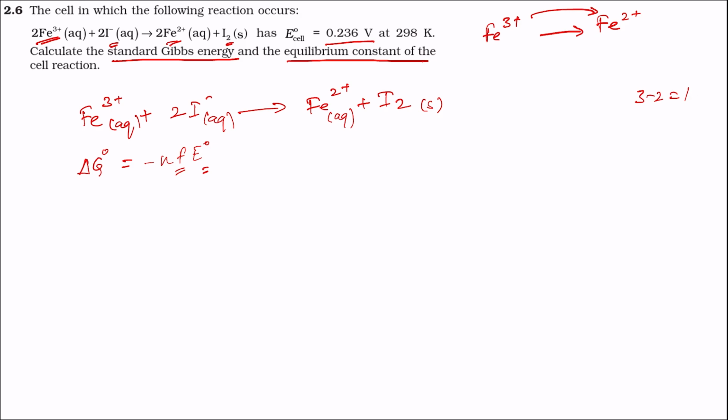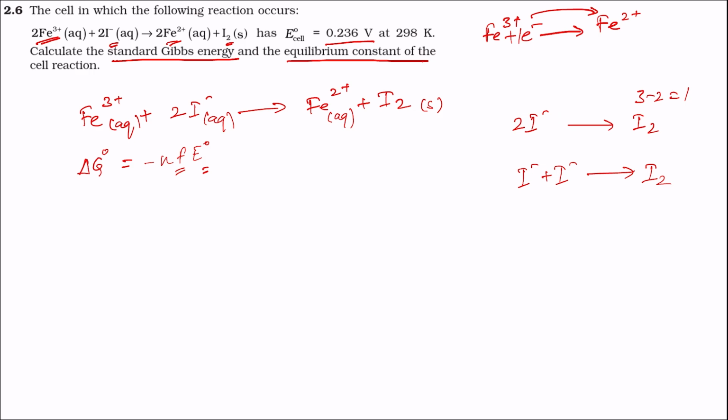So how many electrons are involved in the reaction? 1 electron. Fe3+ will accept 1 electron and it will change into Fe2+. This is the reduction half reaction. Now 2I⁻ changing into I2. How many electrons are involved? Now I⁻ plus I⁻ changing into I2.